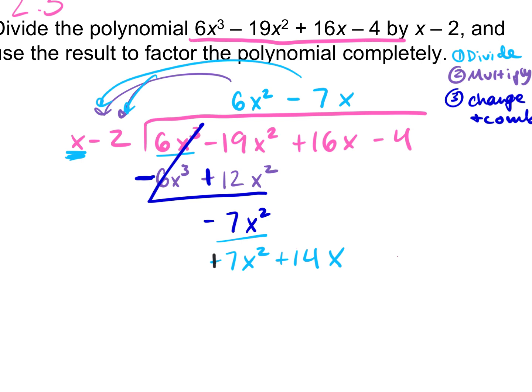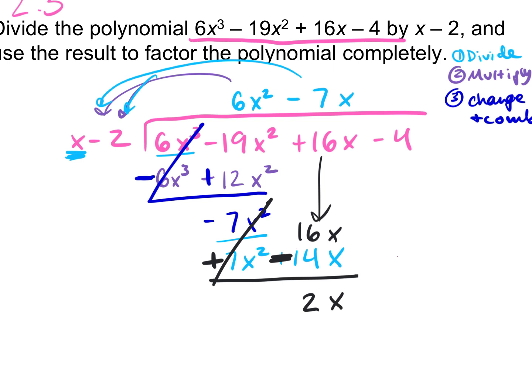What do I do next? Change the signs and combine. So this becomes a plus and this one becomes a minus. We combine that with the terms above it. So negative 7x squared plus 7x squared cancels. I'm going to drop down this 16x and we're going to combine these two together. 16x minus 14x is 2x.